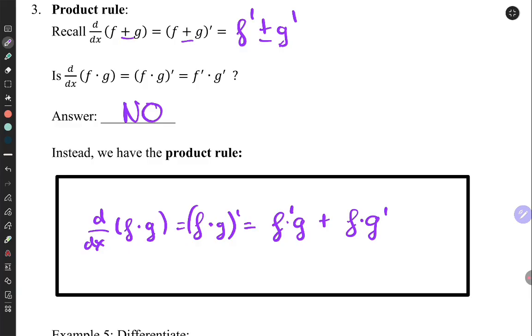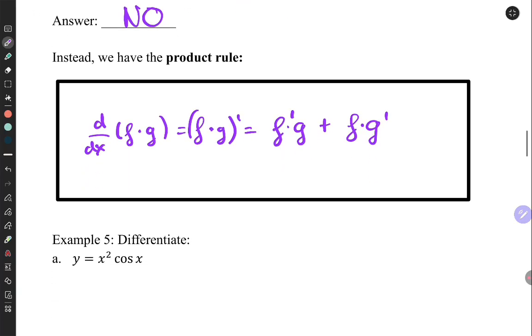Okay, if you see a product, that's how you take the derivative: f prime g plus f g prime. Not so complicated, right? Okay, let's apply that to this one.